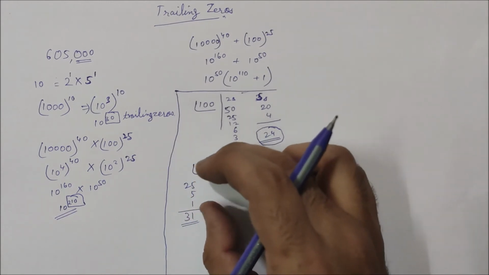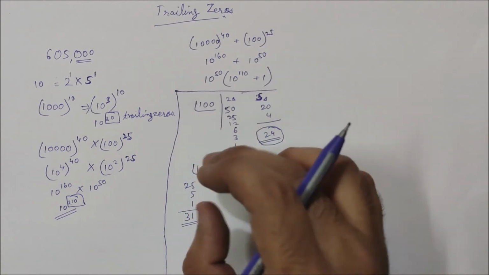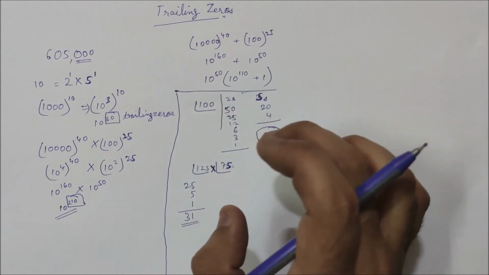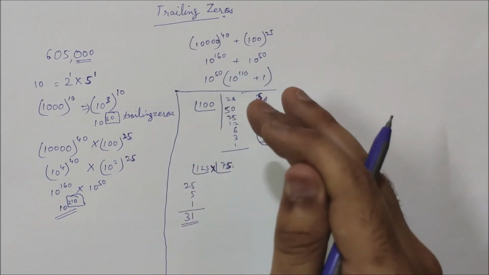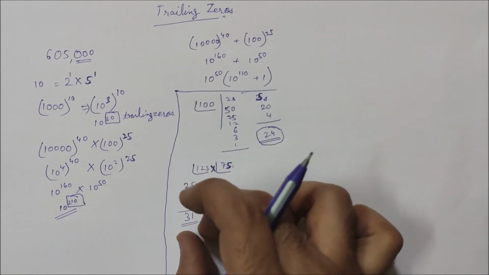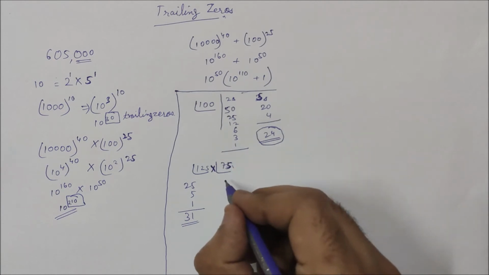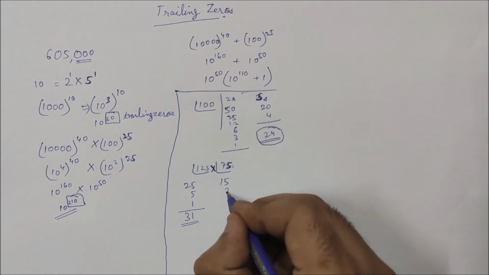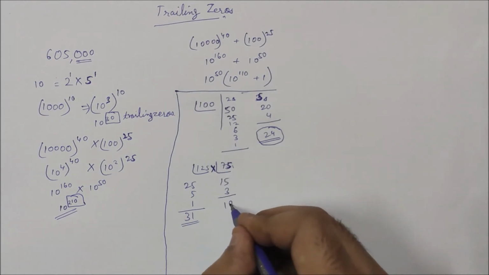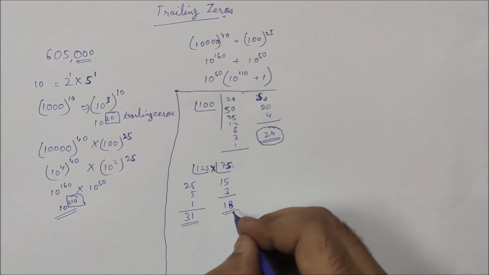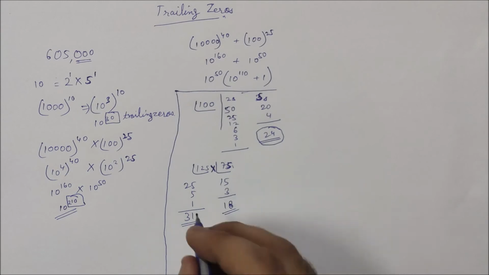So that means 31 trailing zeros are present in factorial 125, because obviously there would be at least 31 2's present. There would be way more than that, but it's for sure that 31 pairs of 2 and 5 can be formed. In 75, if I divide by 5, I get 15, then I get a 3. So there are 18 5's present. So that means 18 trailing zeros are present in factorial 75.